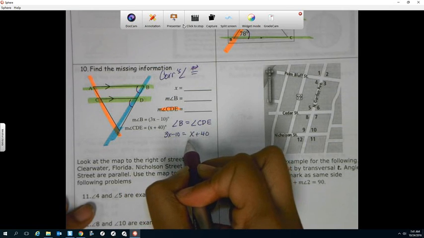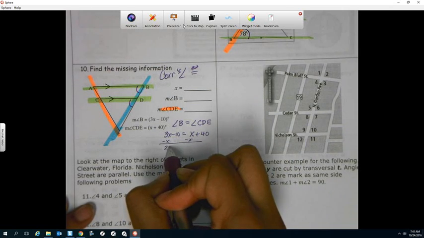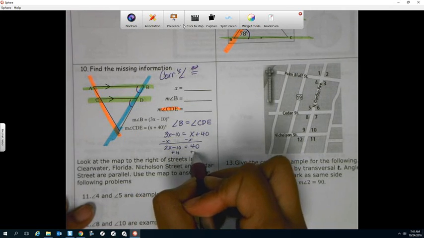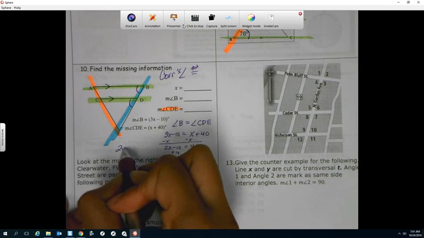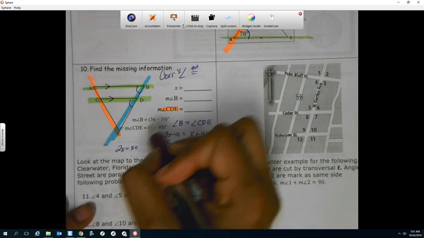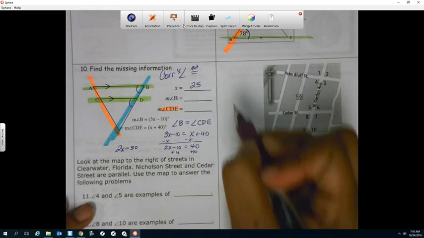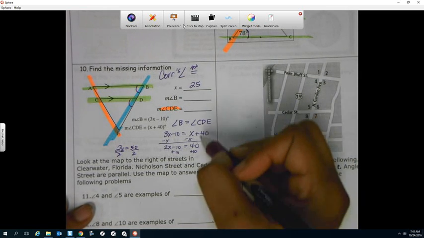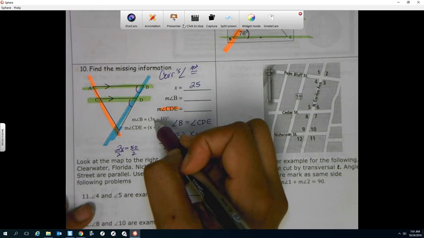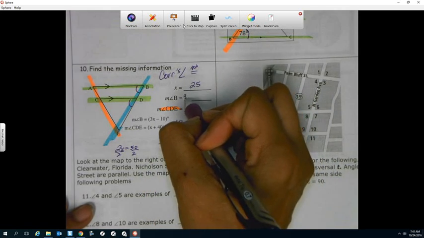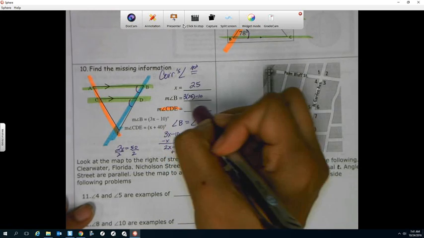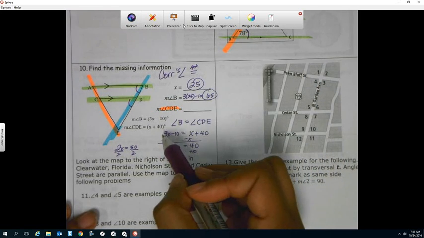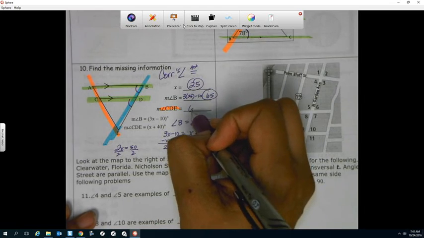If I subtract x from both sides, we get 2x minus 10 equals 40. Then if I add that 10 to both sides, 2x equals 50. Divide by 2. Yes, I know you got this. x is 25. So now to find the measure of that angle, we have to plug it back in. We plug this 25 into this expression, 3 times 25 minus 10. 3 times 25 is 75, minus 10, the answer is 65. And because I know they're corresponding, they're congruent, so that one is 65 as well.